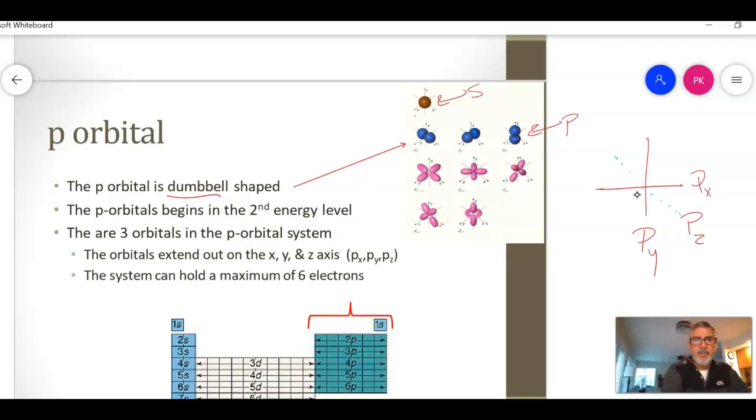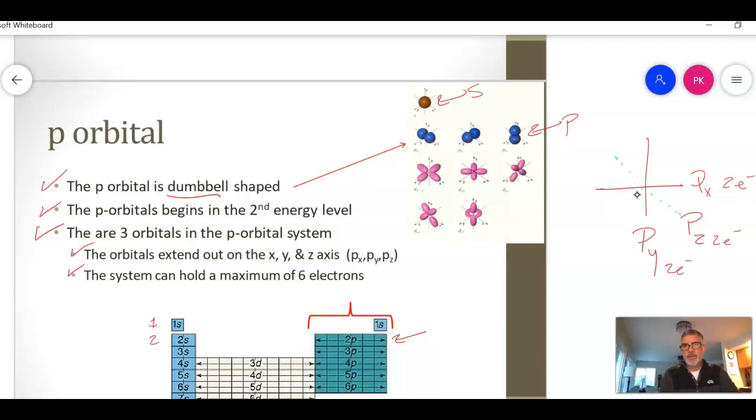So the p orbital system begins at n equals 2. So this is my p here. Remember, I have n equals 1, n equals 2. So it begins in the second energy level, it's dumbbell shaped. There are 3 orbitals in the p system, with different axes, like I just told you. So it can hold a maximum of 6 electrons, because I get 2 electrons here, 2 electrons here, and 2 electrons here.